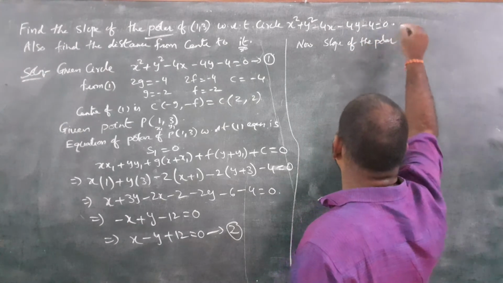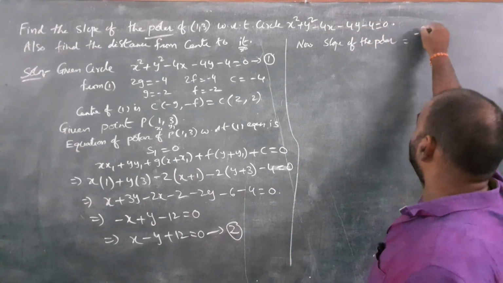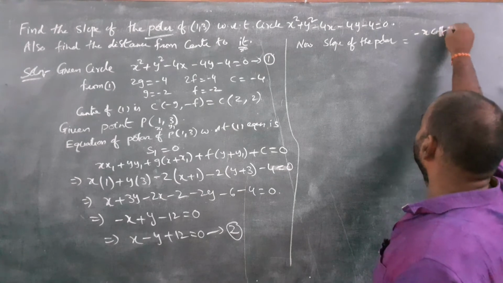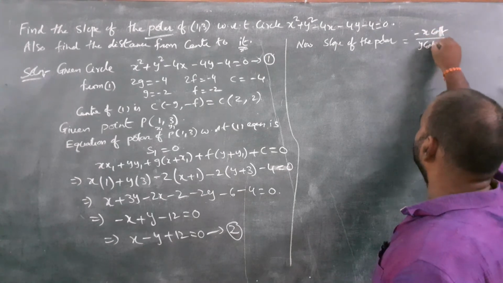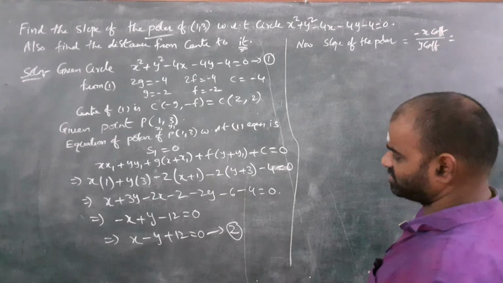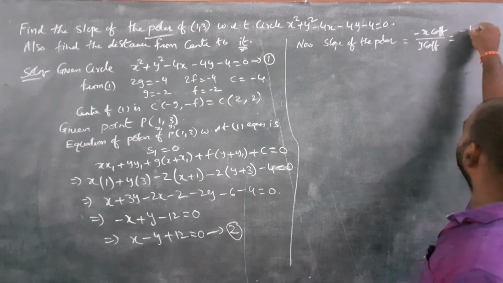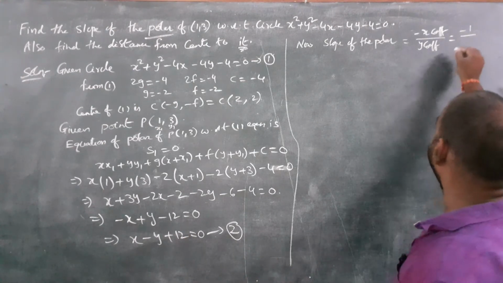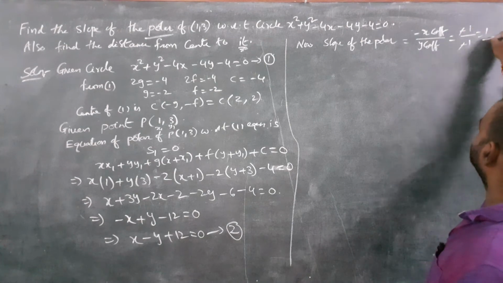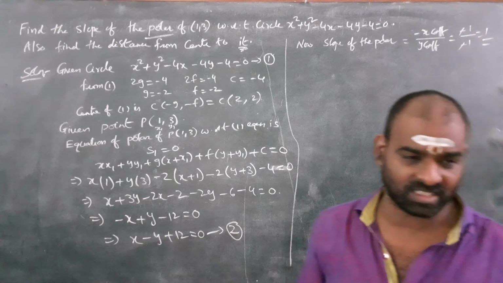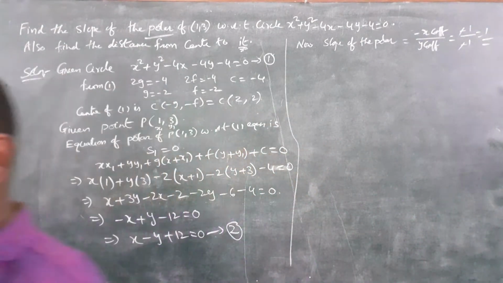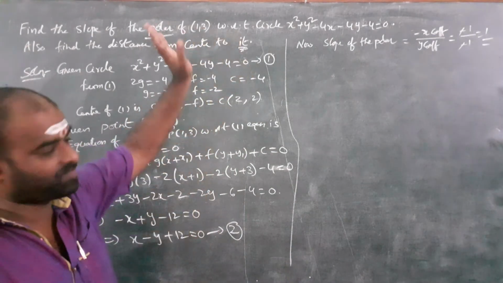The slope of the polar is equal to minus x coefficient by y coefficient, by formula. So what is the x coefficient? 1. Minus 1 by, what is the y coefficient? Minus 1. Minus minus cancel. The slope of the polar is 1. So at this point we complete the first part of the problem.